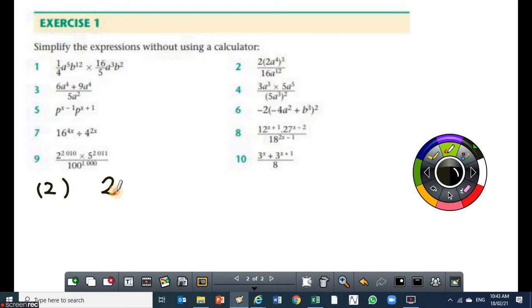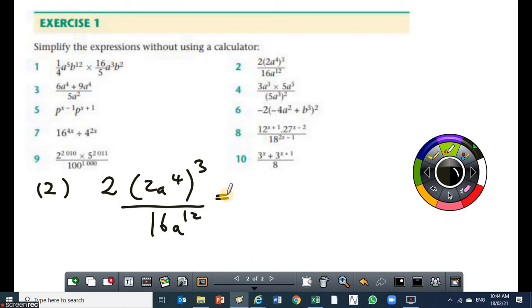And number 2, we have got 2 times 2a to the power of 4, cubed, all over 16a to the power of 12. That's the question. Now, the first thing, when you have got a question like this, you have to remove brackets first. That's my suggestion. Before you do anything else, remove the brackets using one of the laws. So you can distribute this 3 among the integers here, which in this case is a 2 and the letter a.